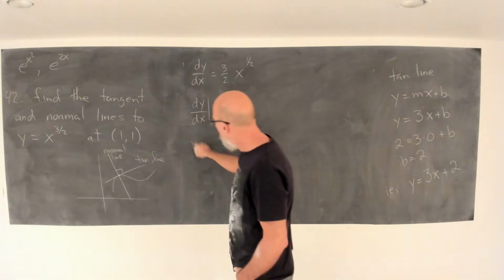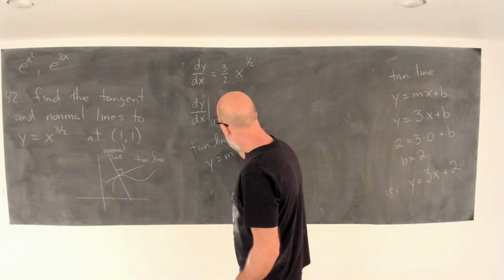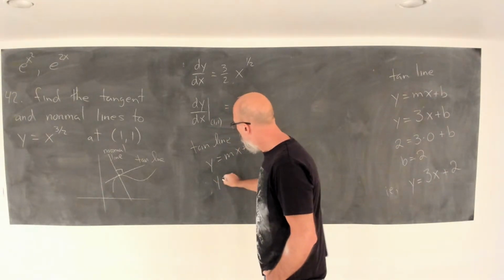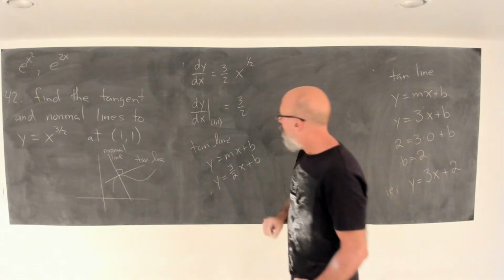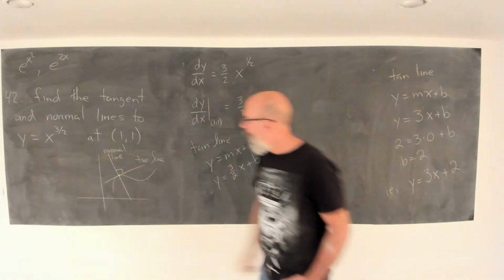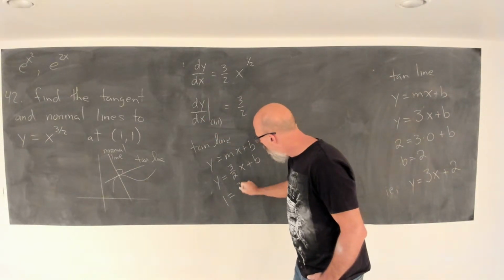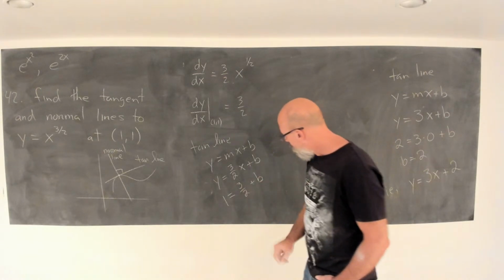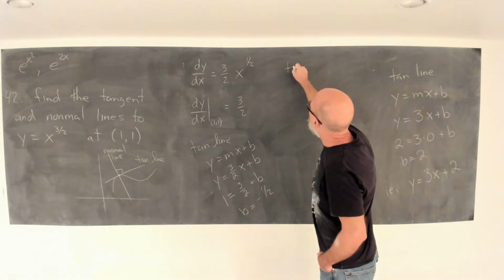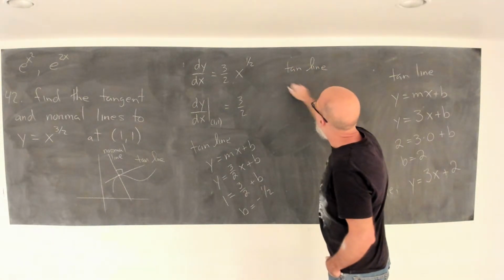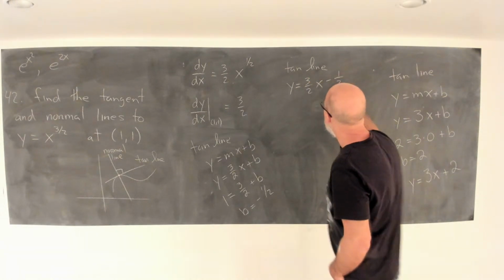So your tan line, y equals mx plus b. M is actually 3 over 2. And it has to go through the point 1, 1, right? So when x is 1, y is 1. So b is easily seen to be -1/2. And consequently, your tangent line has the form y equals 3 over 2 x minus 1/2.